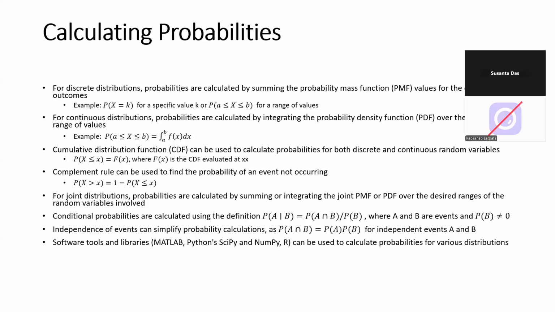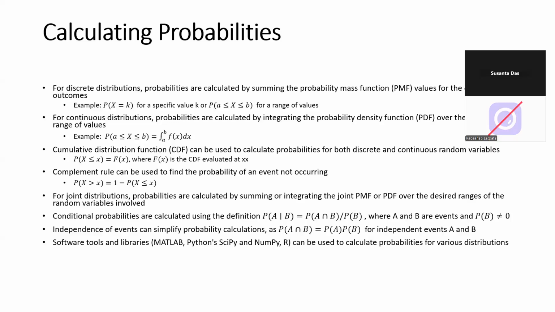For joint distributions, probabilities are calculated by summing or integrating the joint probability mass function or PDF over the desired range of the random variables involved. Along with that, one can easily evaluate the conditional probability of A given B. Suppose you know B, then one can easily predict A by using this formula: probability of A intersection B divided by probability of B.